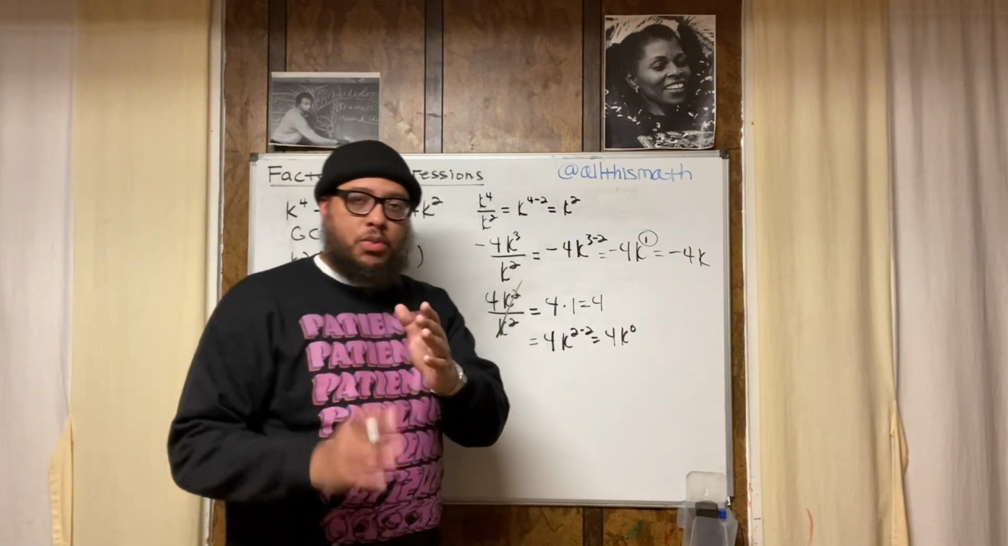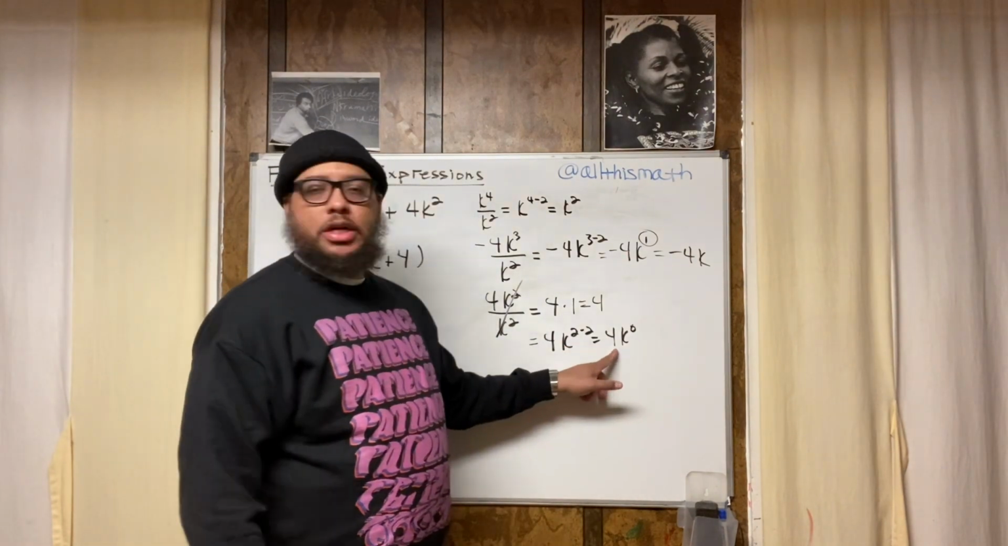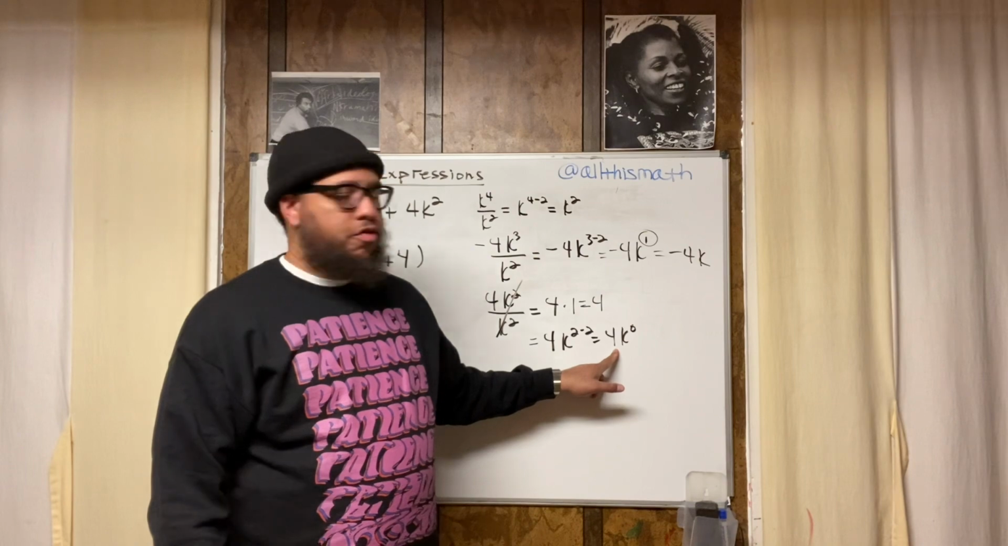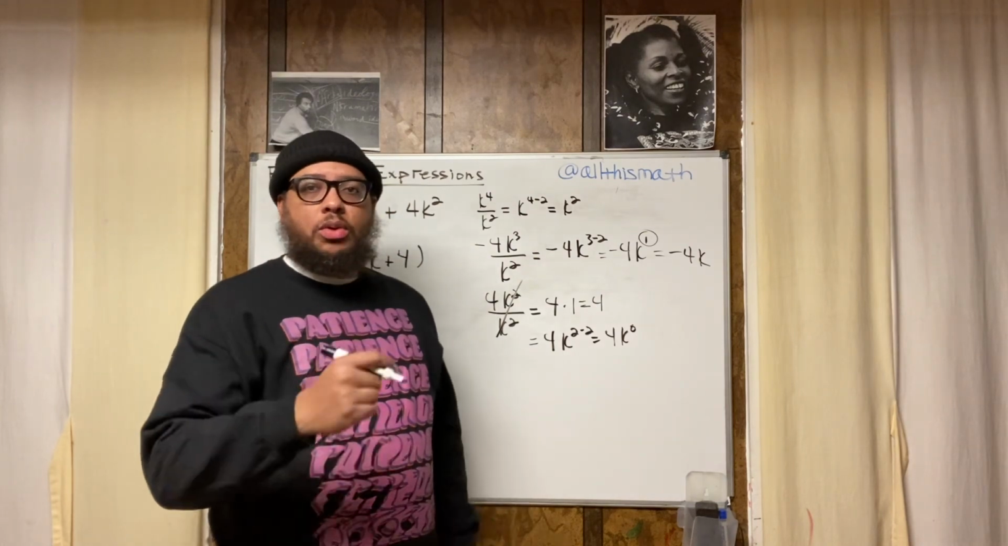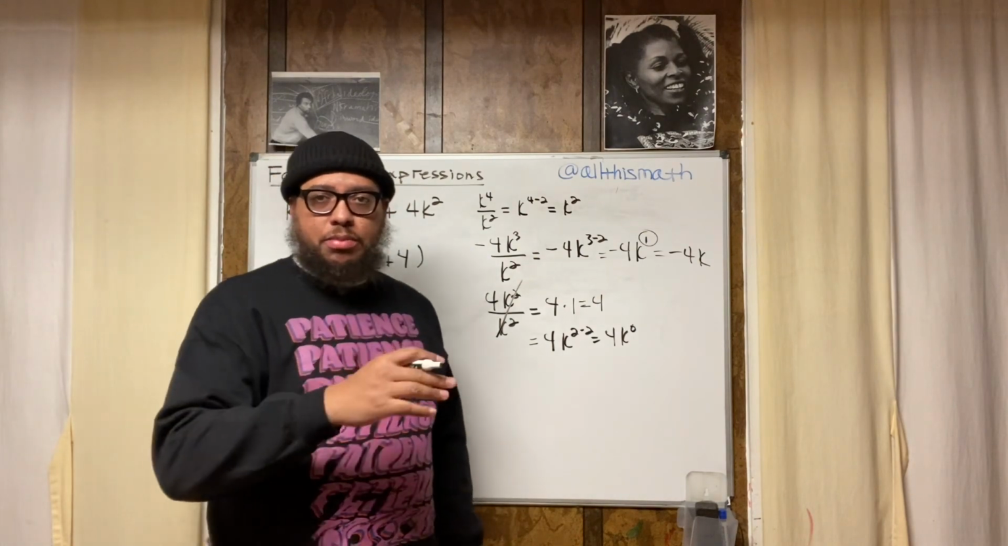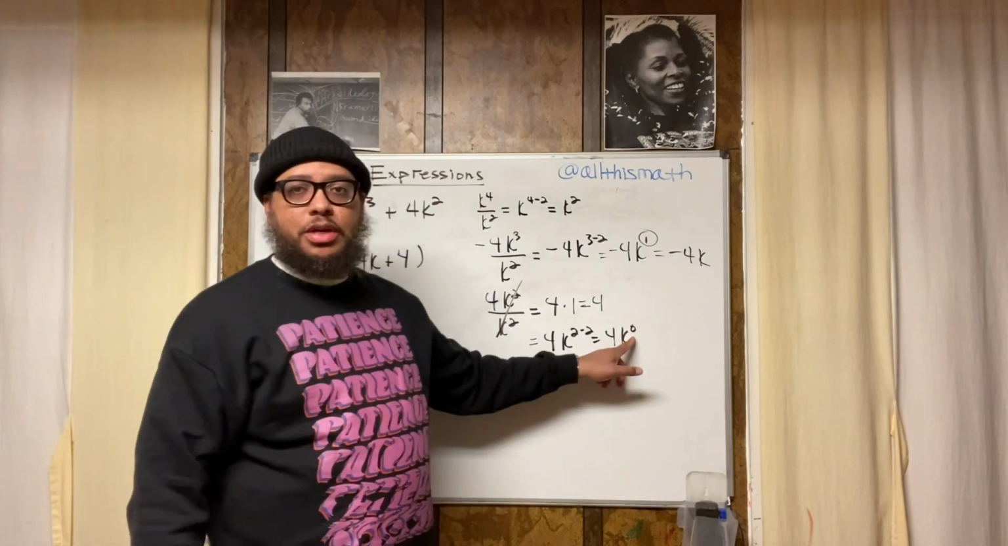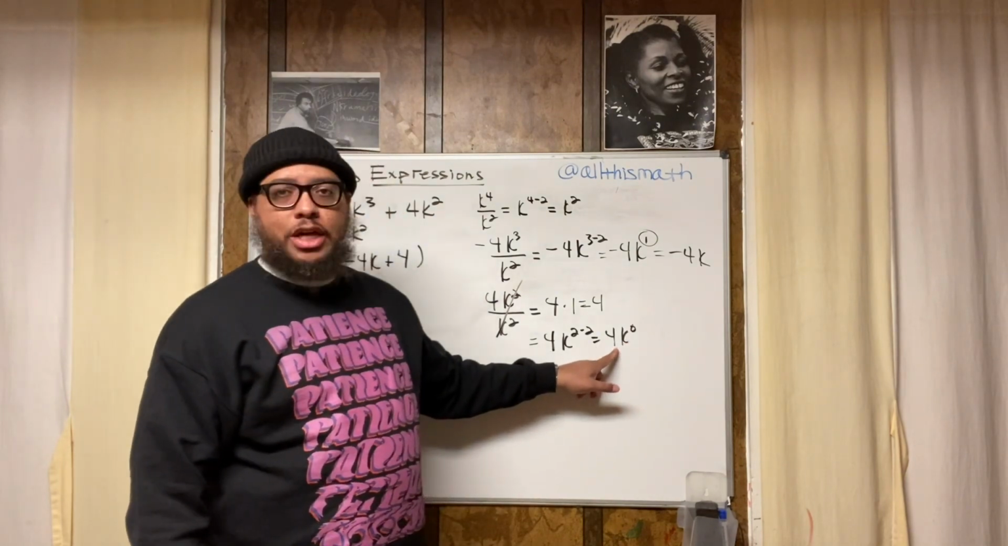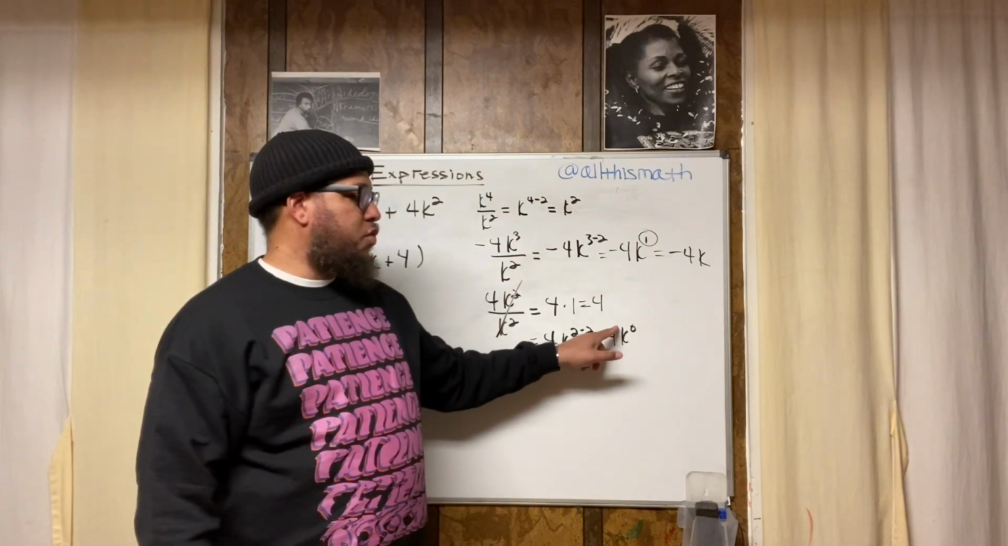Common error that I want you to look out for: 4 does not turn into a 1. 4 does not turn into a 1. Only the specific term, variable, or number that has an exponent of 0. 4 has its own exponent. It's not written. That means it's 4 to the 1st power.